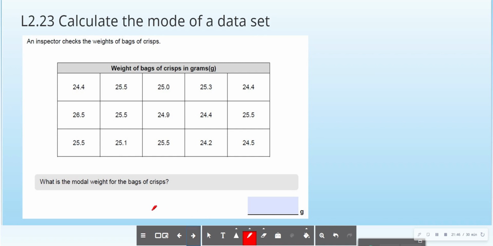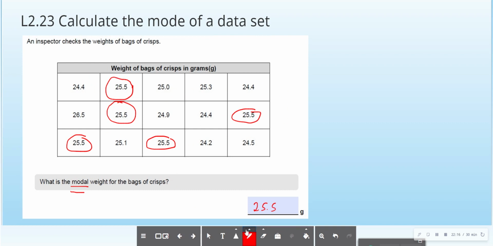The mode or the modal, two words meaning the same thing, the most common number. So just look through the numbers, see which number appears the most. So you've got 25.5, 25.5, 25.5. This one here, we've got 5 times. So the modal weight is 25.5. Don't write 5. It's not how many there are, it's the value that there is. So it's 25.5.